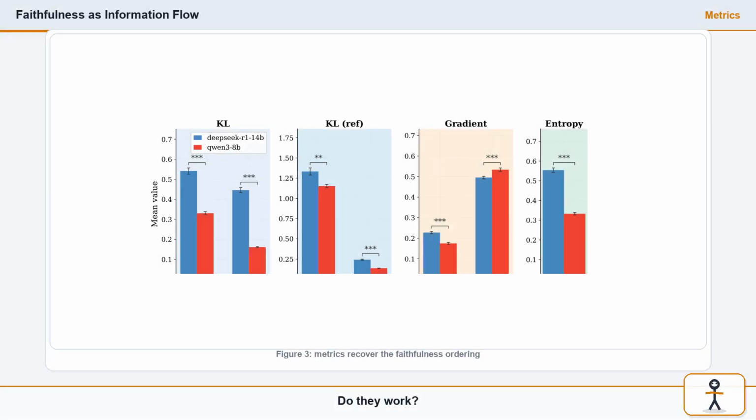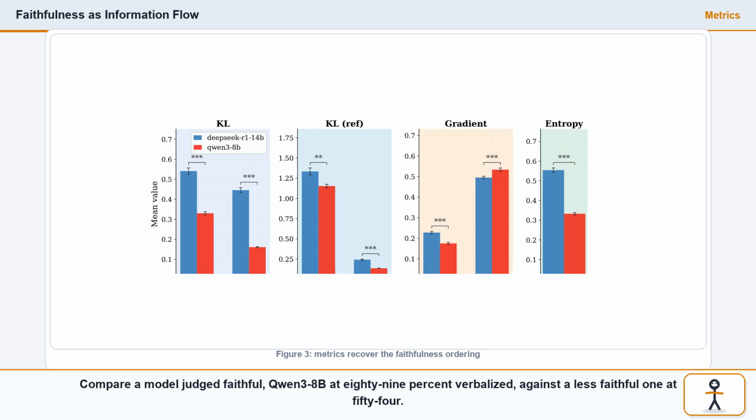Do they work? Compare a model judged faithful, Qwen 3-8B at 89% verbalized, against a less faithful one at 54.